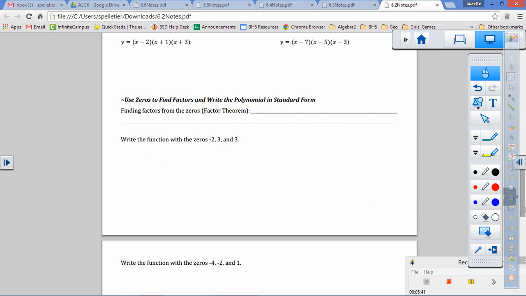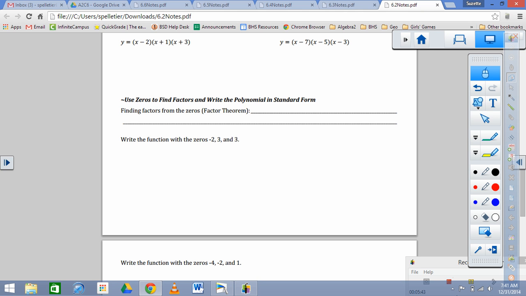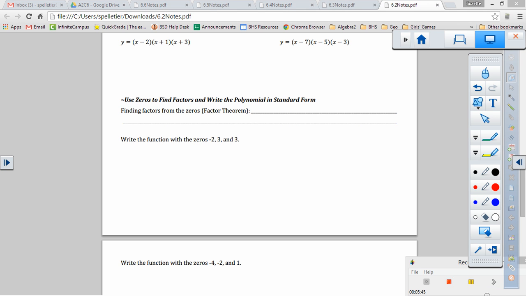Using zeros to find factors and write the polynomial in standard form. So now what we're going to do is, if I tell you what the zeros of the function are, you ought to be able to go all the way backwards, write it in factored form, multiply it out, and then tell me what the original polynomial function was.